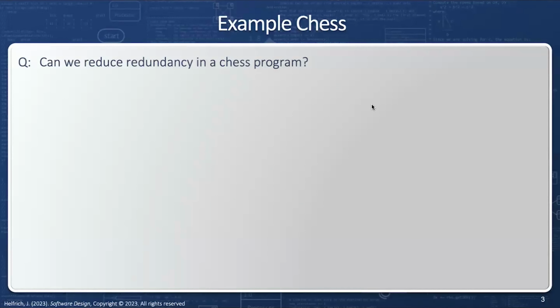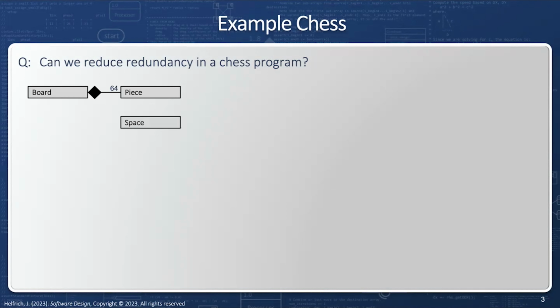Okay, let's see how this is going to be done. Can we reduce redundancy in a chess program? My chess program is going to have a board, and the board is going to have a piece, and they're related by association. But what kind of association? It's composition. And how many pieces are on a chessboard? Well, the chessboard is 8 by 8, so that's going to be 64.